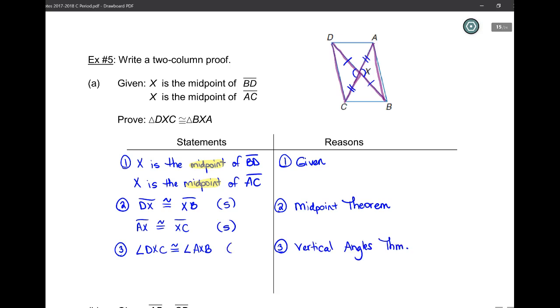And that gives me a pair of included angles. So if we again look back at our picture, and that's why it's helpful to label, we can see we have side, angle, side; side, angle, side. So statement 4 is our proof: triangle DXC is congruent to triangle BXA, and our reason this time is side, angle, side.